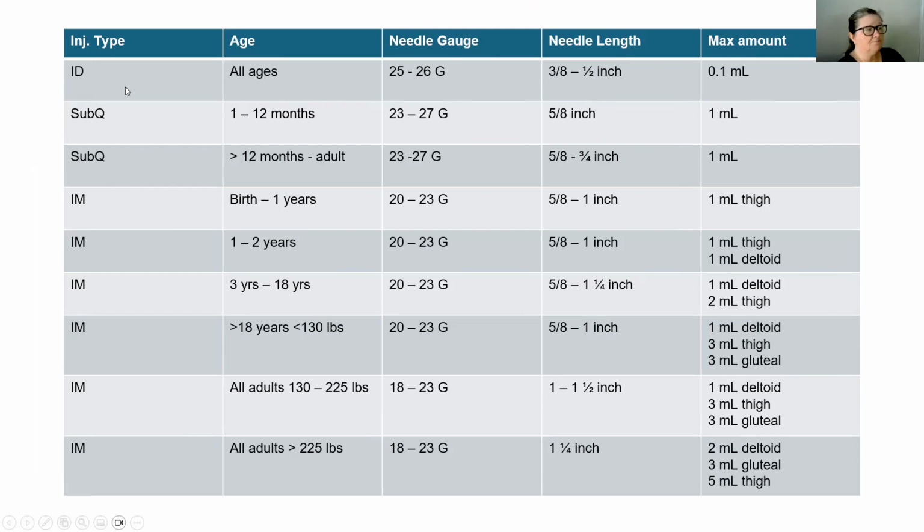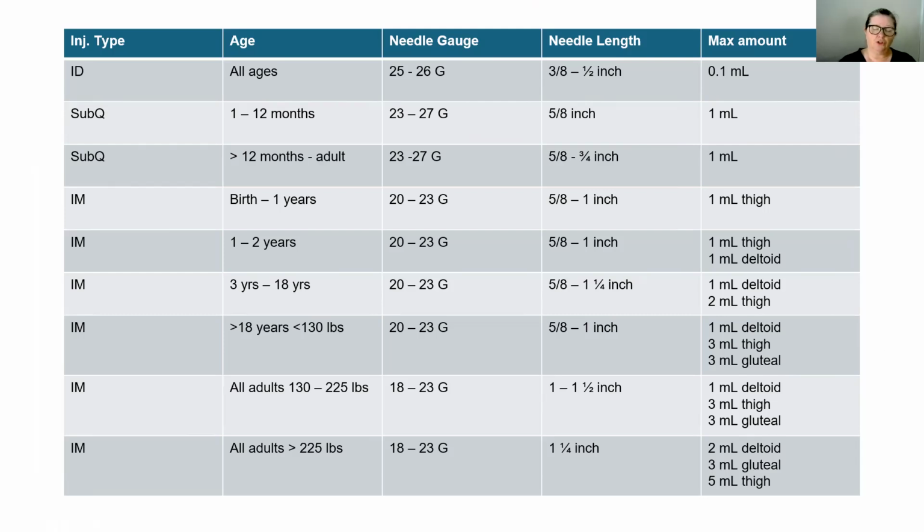But for IDs, for all ages, we usually use either a 25 or 26 gauge, sometimes 27. 3/8 to a half an inch in needle length because we're just going under the skin. So we don't have to go that far. And the most that you can inject is 0.1 mLs. Okay, let me back up too.